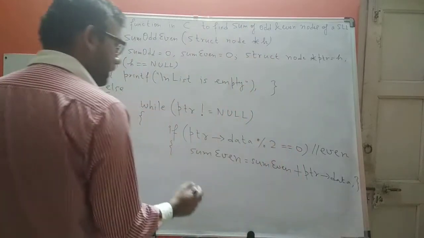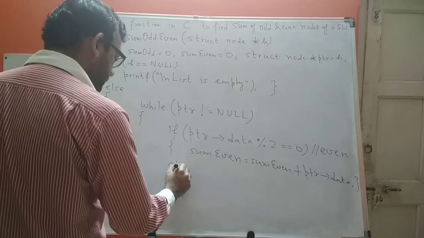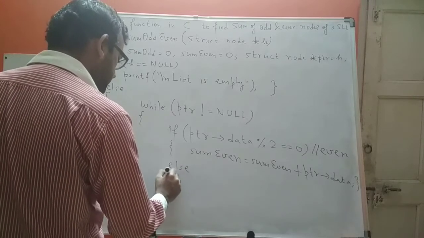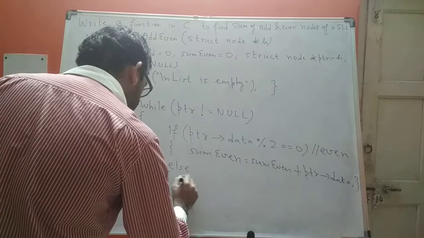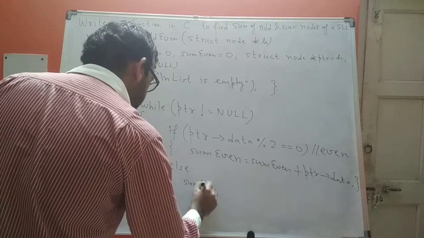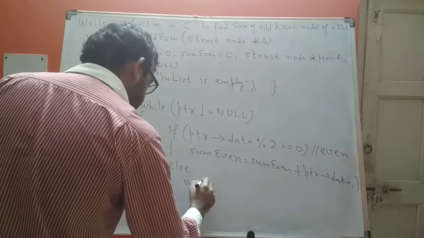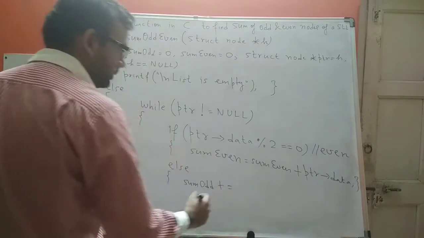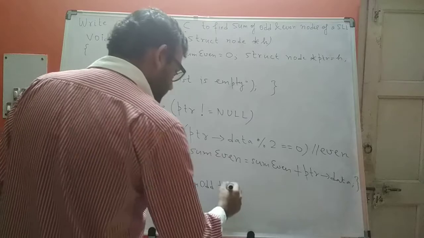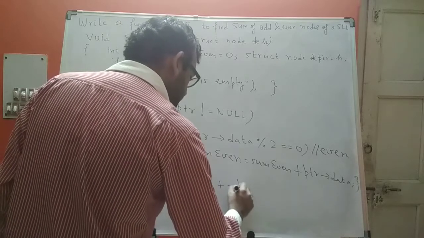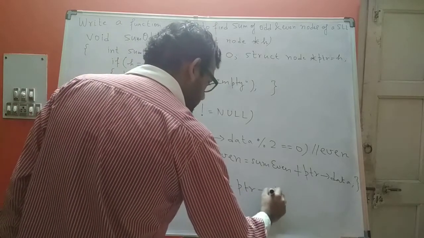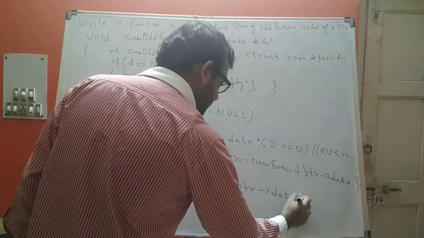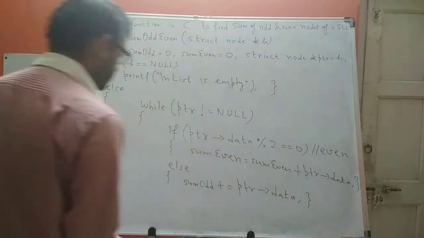I'll do this. Otherwise, if a number is not even, then it definitely is odd. And how do I add up? In the same manner. So I'll say sum odd. I can use a shorthand operator, right? I can say sum odd plus equal to, it's the same thing. So sum odd plus equal to ptr arrow data. Now this will give me the sum of all odd valued nodes, right?